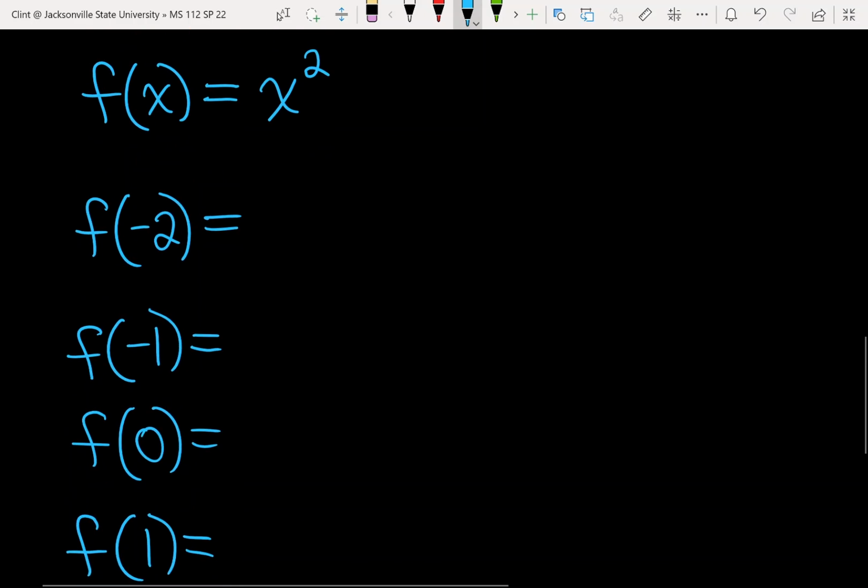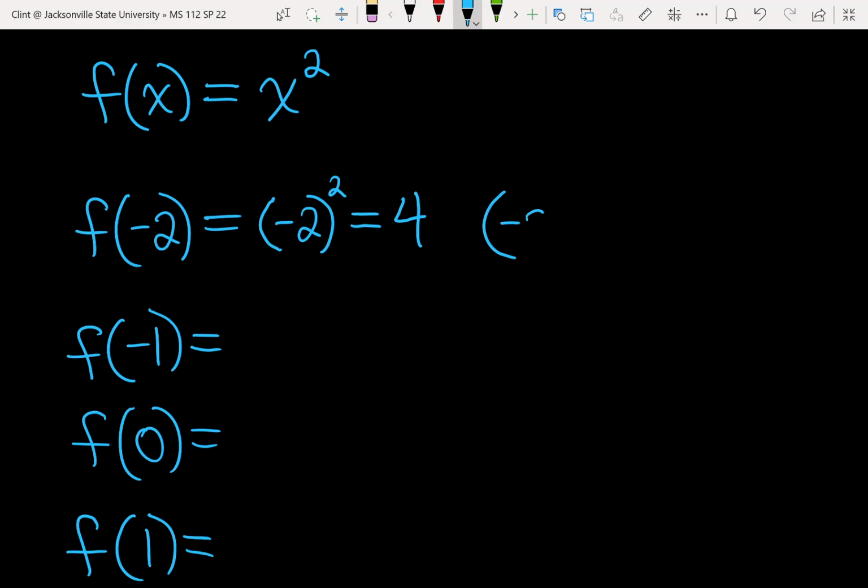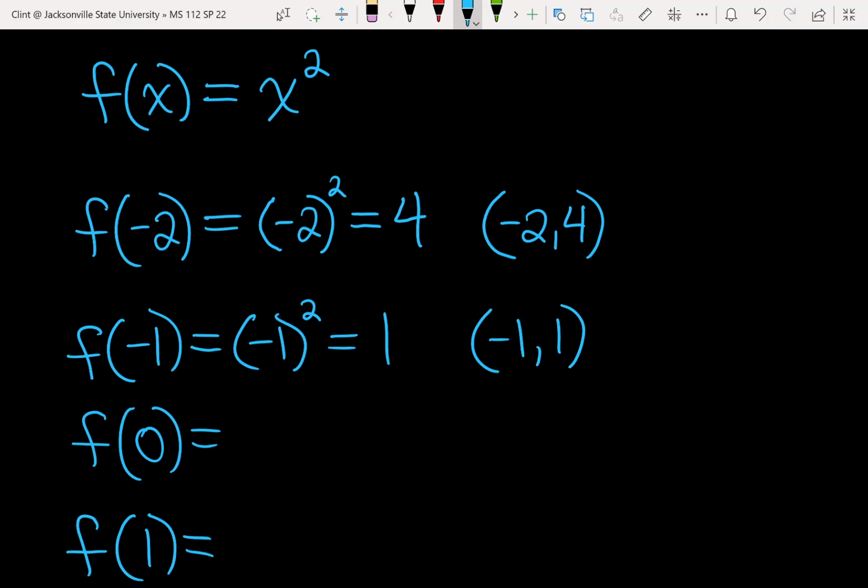Okay, there's our function. Whatever number we're inputting, we're going to square it. So we'll have negative 2 squared, or negative 2 times negative 2. That one's going to give me 4. That means on my graph, I'm going to have the point negative 2, 4. Input, comma, output. Try negative 1. Negative 1 squared will give us positive 1. So I've got the point negative 1, 1 on my graph.